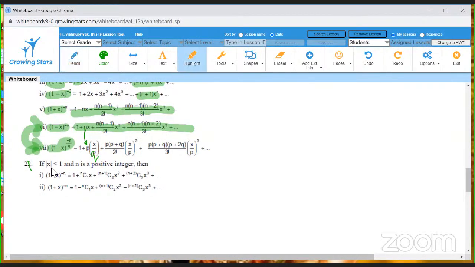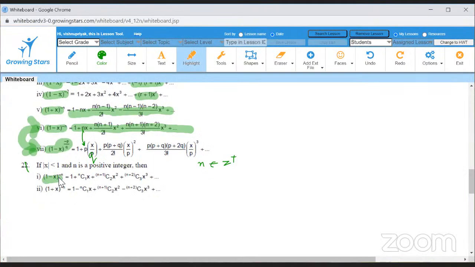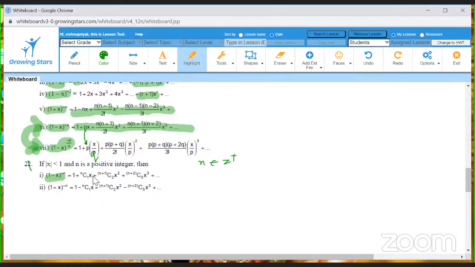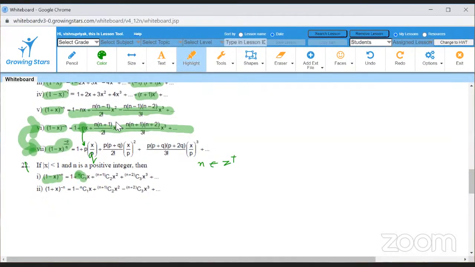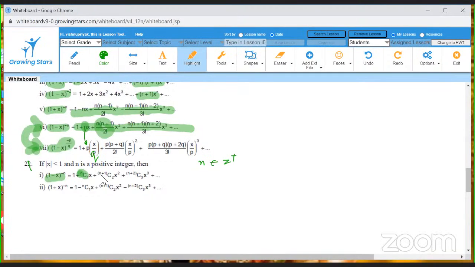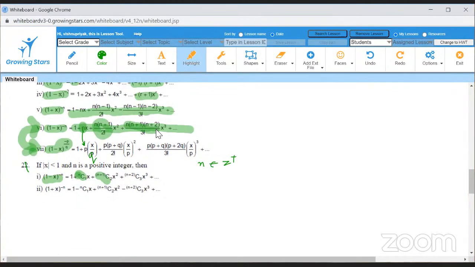Next, if n is a positive integer, the formulas will be the same. (1 - x)^(-n), the same formula. But here it is written like this. Instead of n, they wrote nC1. Instead of n(n + 1)/2!, they wrote (n + 1)C2. Instead of n(n + 1)(n + 2)/3!, they wrote (n + 2)C3.